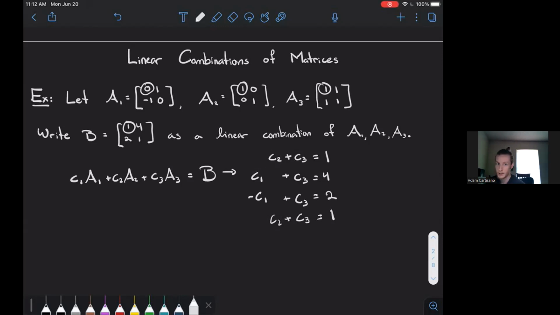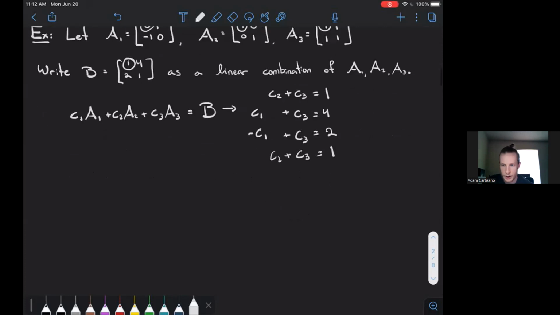Right. So in other words, trying to write a matrix as a linear combination of other matrices of the same size is the same as taking all the matrices in sight and just pretending they're vectors, and then doing what we know how to do. But we're not done. We have to actually do this. So how do we solve problems like this? I recommend Gauss-Jordan elimination, and I'll write down the augmented matrix: 0, 1, 1, 1, 1, 0, 1, 4, negative 1, 0, 1, 2, and 0, 1, 1, 1.